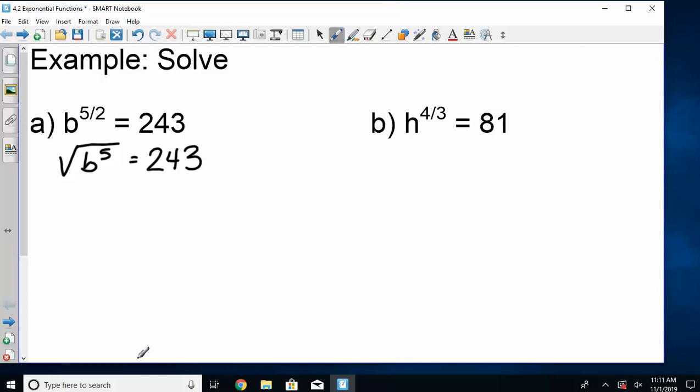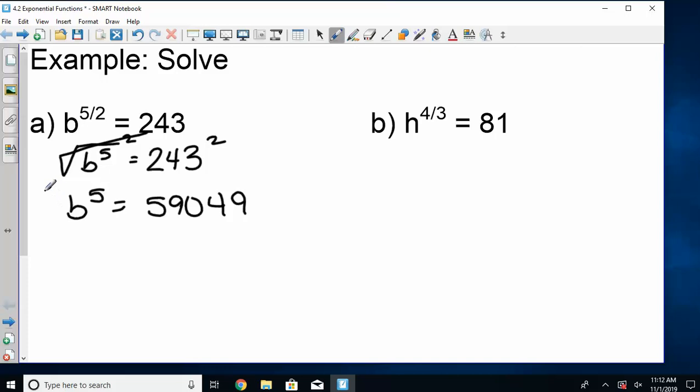Okay, square both sides. If you want to cancel a square root, you can square. So I get b to the 5th equals 243 squared, 59,049. Okay, how do you get rid of a 5th power?